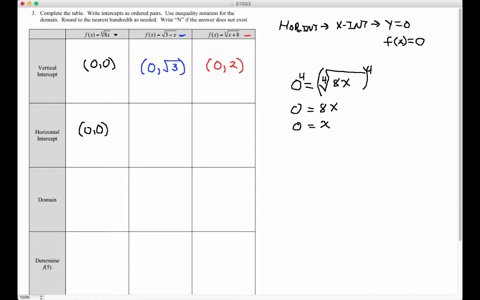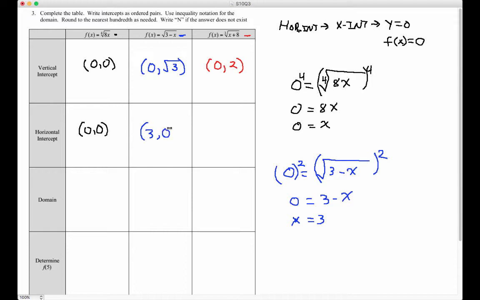Well, let's switch over to blue. And now we have that 0 is equal to the square root of 3 minus x. Again, how do I get rid of that square root? We're going to square both sides here. If I square both sides, I get back 0 is equal to 3 minus x, or x is equal to 3. So that tells me that this one is at 3 comma 0.